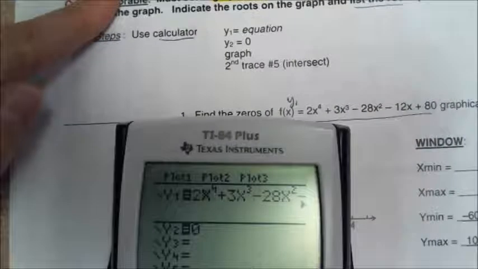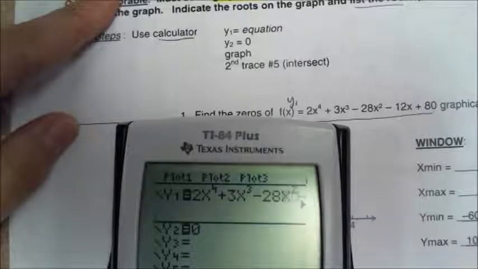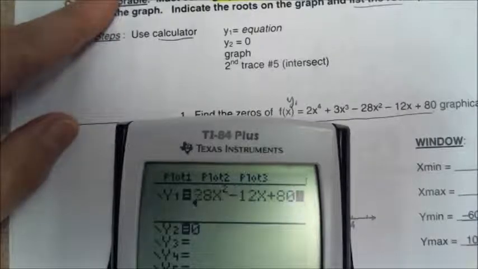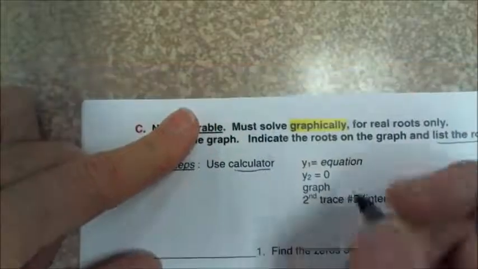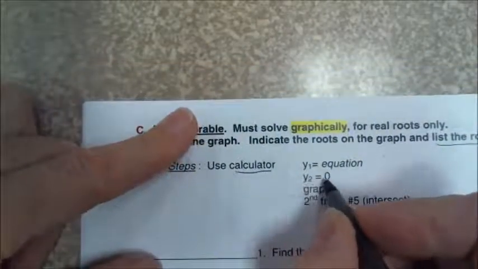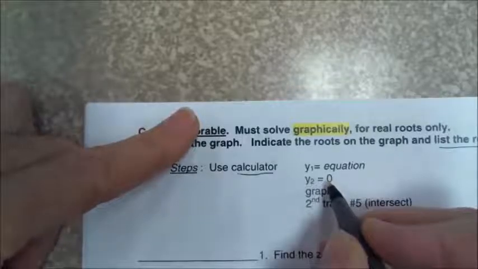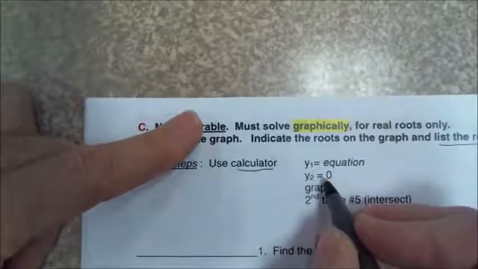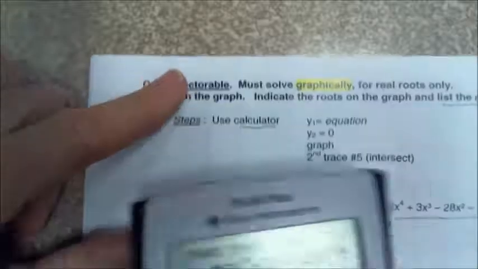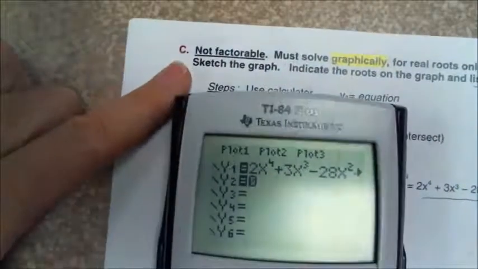You can see that I've already put this into my calculator before I turned on the camera. And then under y2, you're going to put 0 because we want to calculate the zeros. There are a couple of ways to do this, but this is the fastest way: put y2 equals 0. And then we're going to press the graph button, upper right.